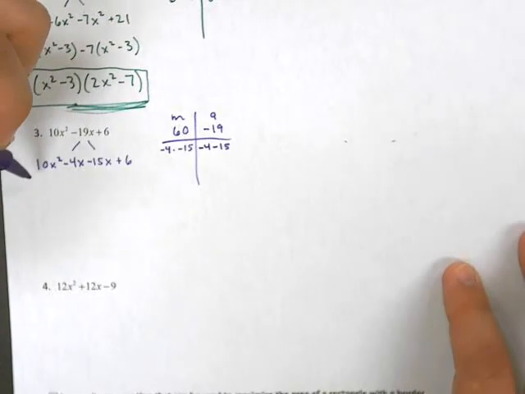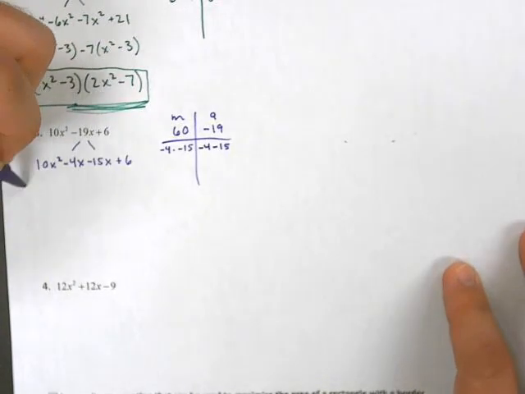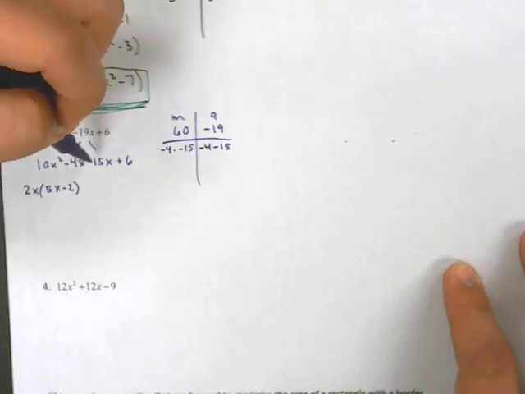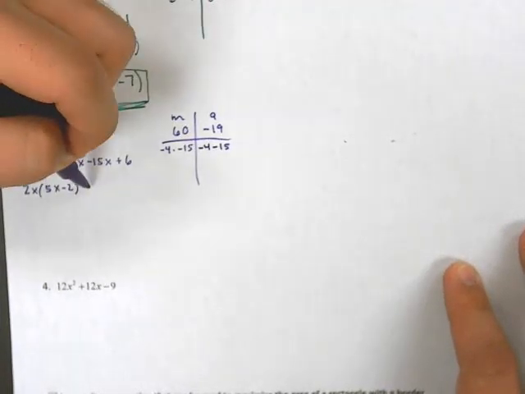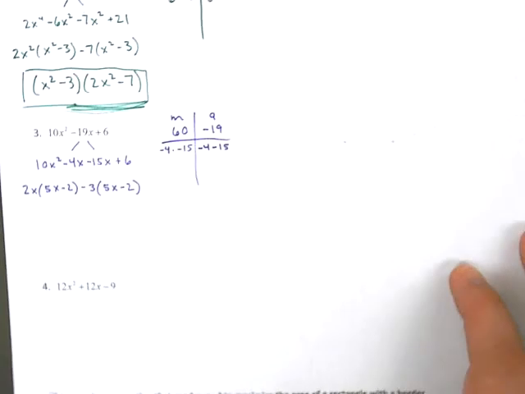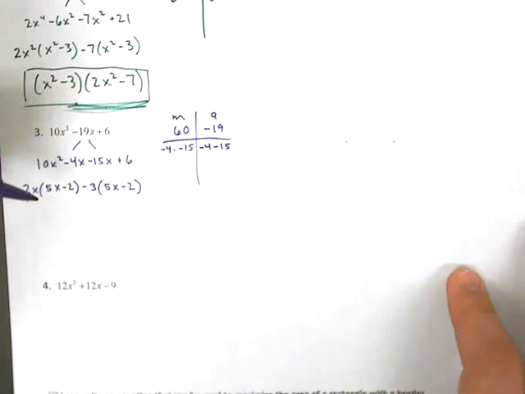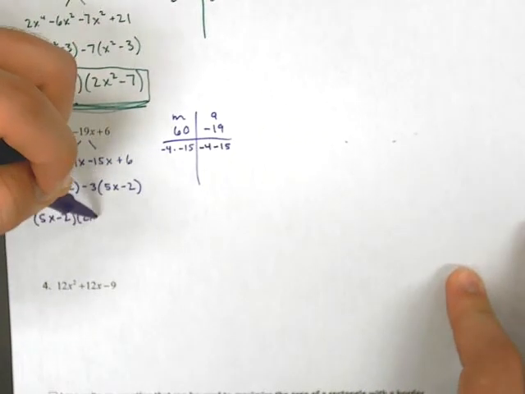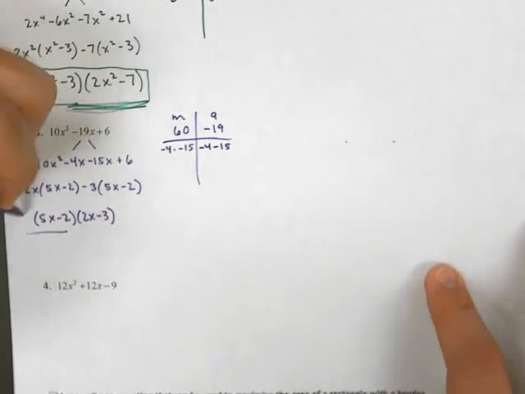And we just keep going. Okay, so I can take out a 2x. So 2x leaves me with 5x minus 2. And I'm going to take out a negative 3, which leaves me with another 5x minus 2. Beautiful. Exactly what I wanted. So we finish by writing 5x minus 2, 2x minus 3. And that is our answer to that one.